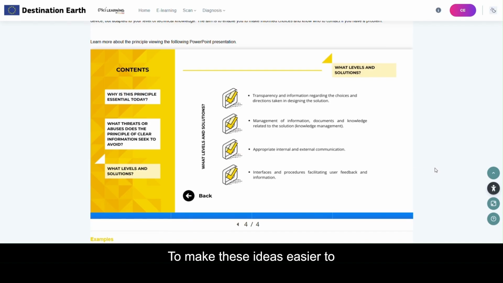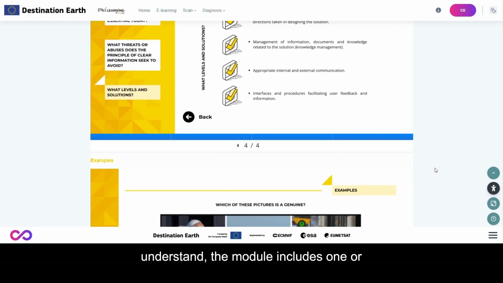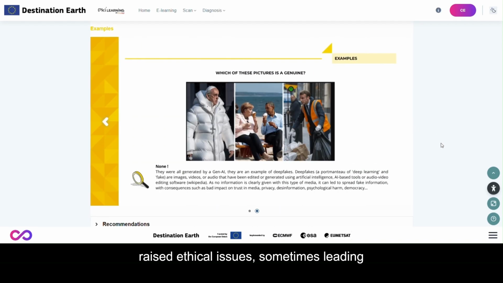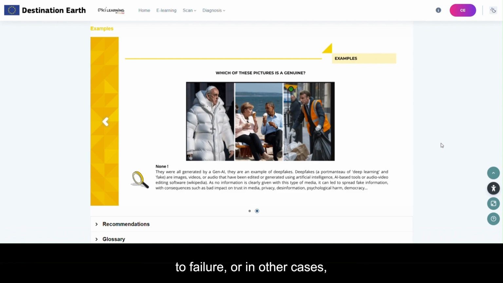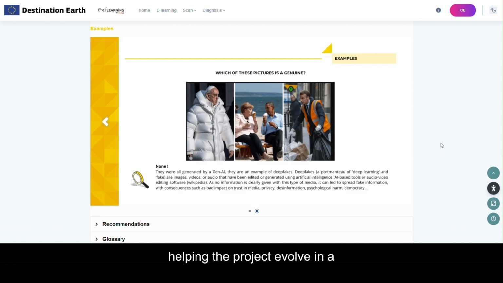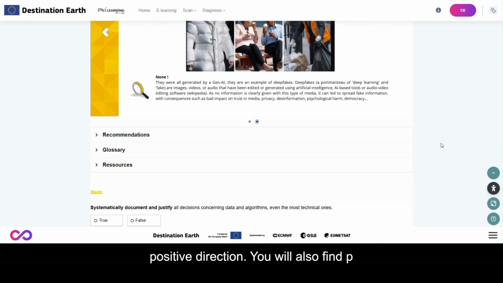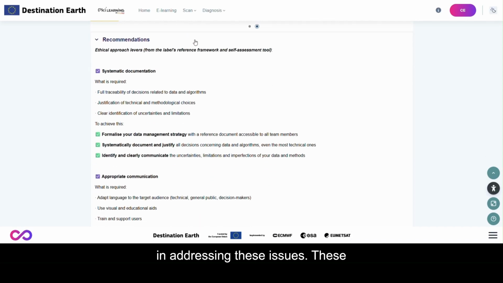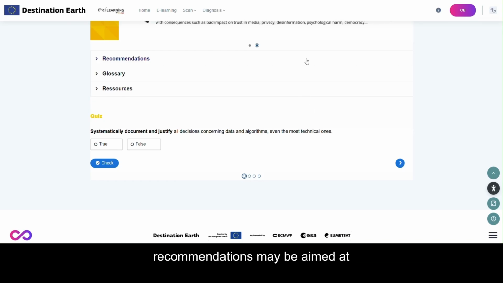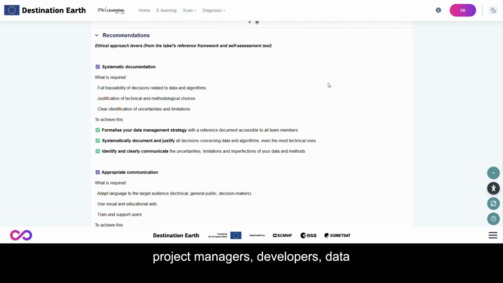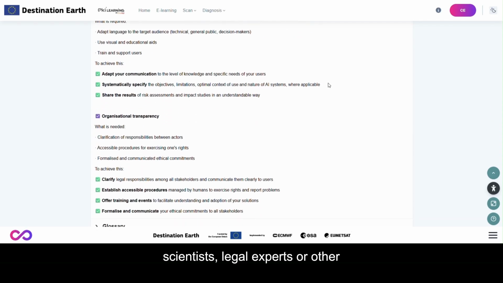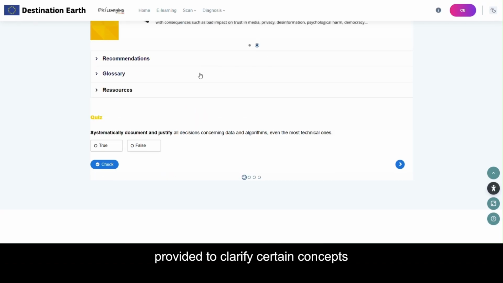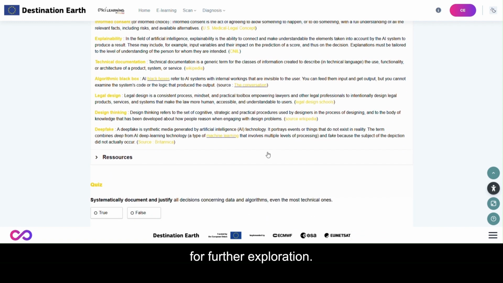To make these ideas easier to understand, the module includes 1 or more concrete examples of projects that raise ethical issues, sometimes leading to failure, or in other cases, helping the project evolve in a positive direction. You will also find practical recommendations to guide you in addressing these issues. These recommendations may be aimed at project managers, developers, data scientists, legal experts, or other stakeholders involved. A glossary is provided to clarify certain concepts, along with additional resources for further exploration.